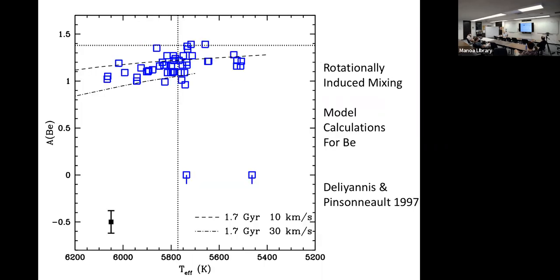So we can look at the models. Now, these are models that were developed in 1997, and the details of the numbers of these models aren't published. So I've had to kind of extract them from another paper. So I have extracted them as a function of temperature for stars that are 1.7 gigayears, so quite a bit younger than the sun.